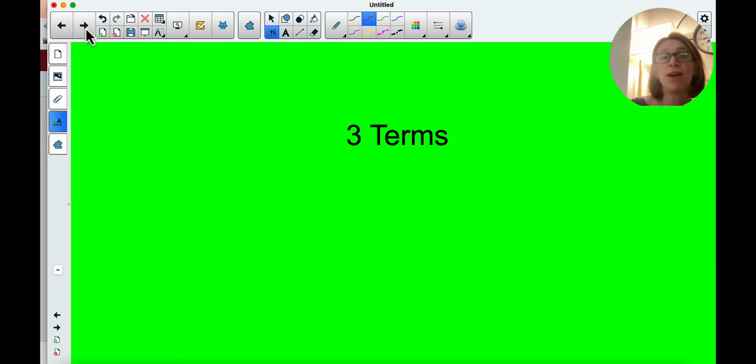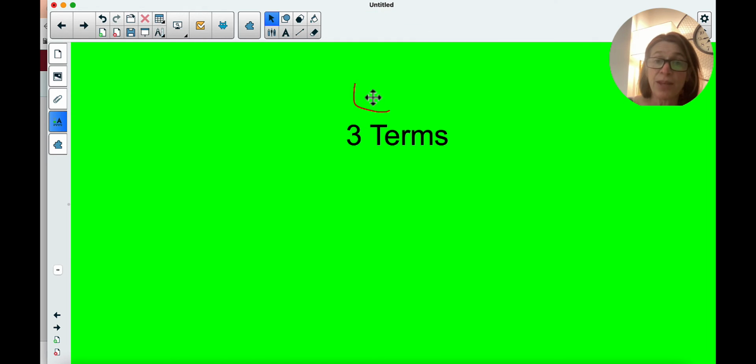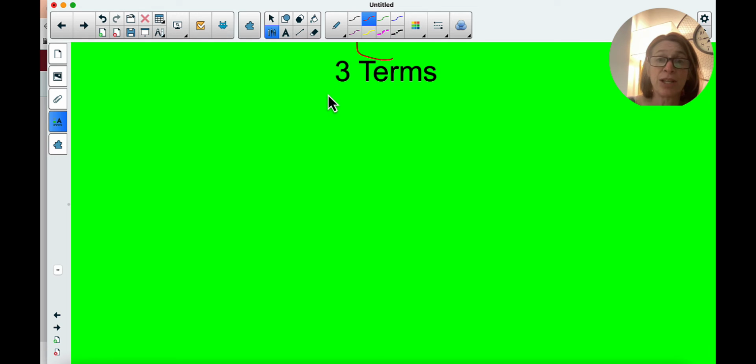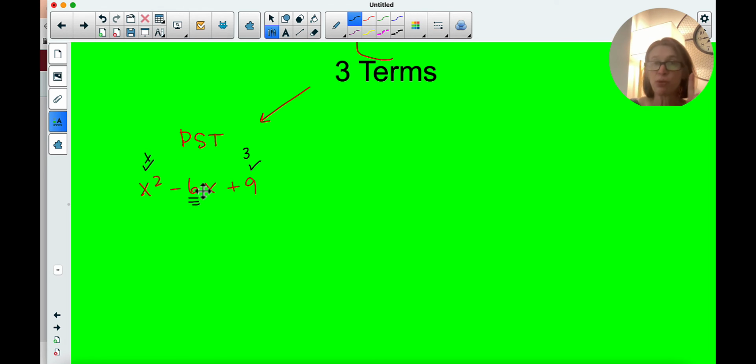All right, moving on. What happens when we have 3 terms? 3 terms, oh goodness. That gets trickier, because there's a lot that could happen. With 3 terms, the first thing I do, no matter what, is look for a perfect square trinomial. So I look for a PST, a perfect square trinomial. So here's an example. A perfect square trinomial is when the first and last terms are perfect squares. And if you were to take their square roots, the middle term, disregarding the sign, is the product of those two times 2.